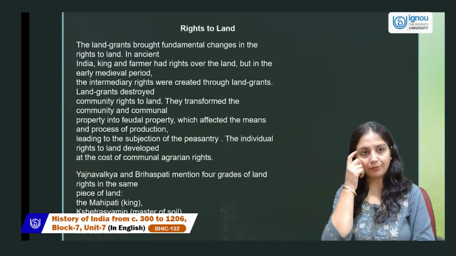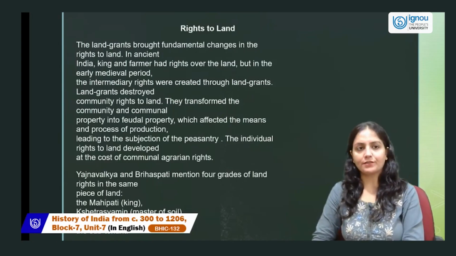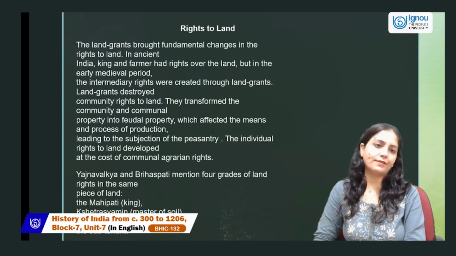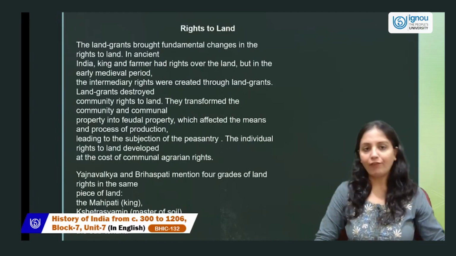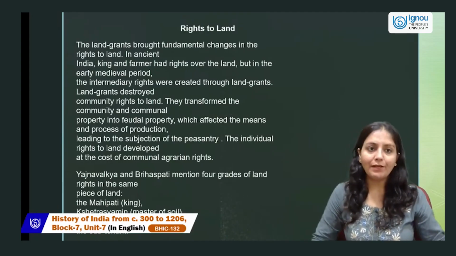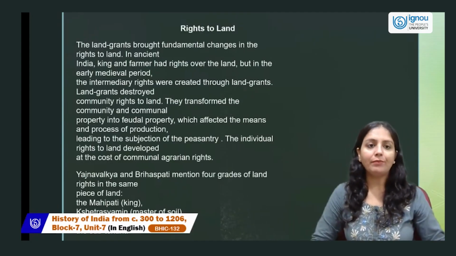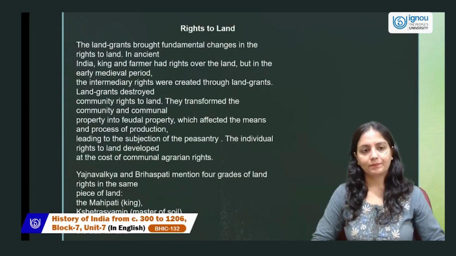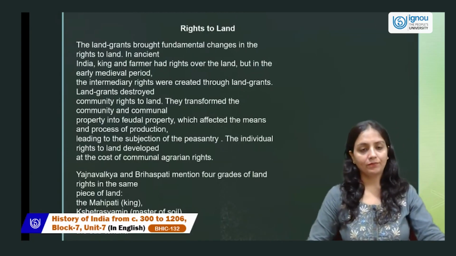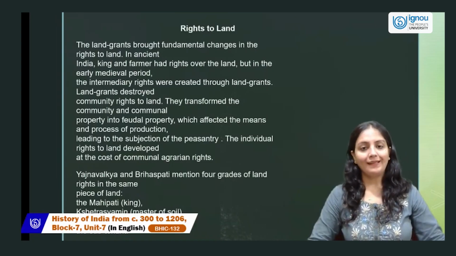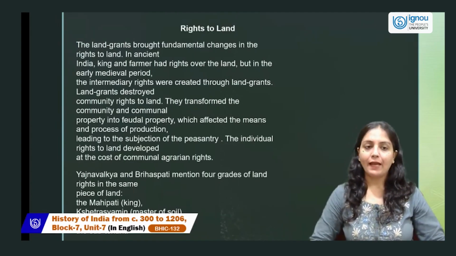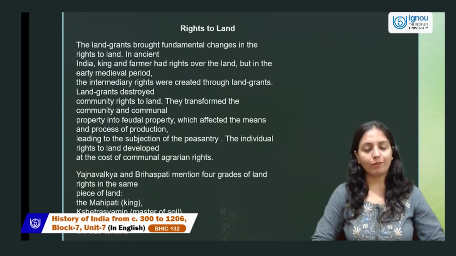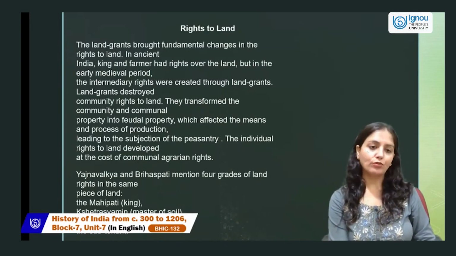What about the rights to land? The land grants brought fundamental changes in the rights to land. In ancient India, the king and farmer had rights over the land. But in the early medieval period, which we are talking about now, intermediary rights were created through land grants. Land grants destroyed community rights to land. The community had no right on land. They transformed the community and communal property into feudal property, which affected the means and process of production, leading to the subjugation of peasantry. Individual rights to land developed at the cost of communal agrarian rights.